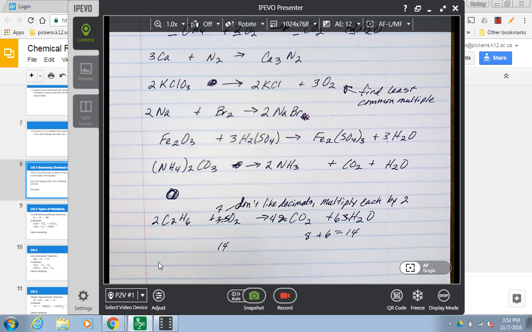All right, sorry about that. As you can see here, we have 14 oxygens on both sides of the equation. So the equation is balanced.